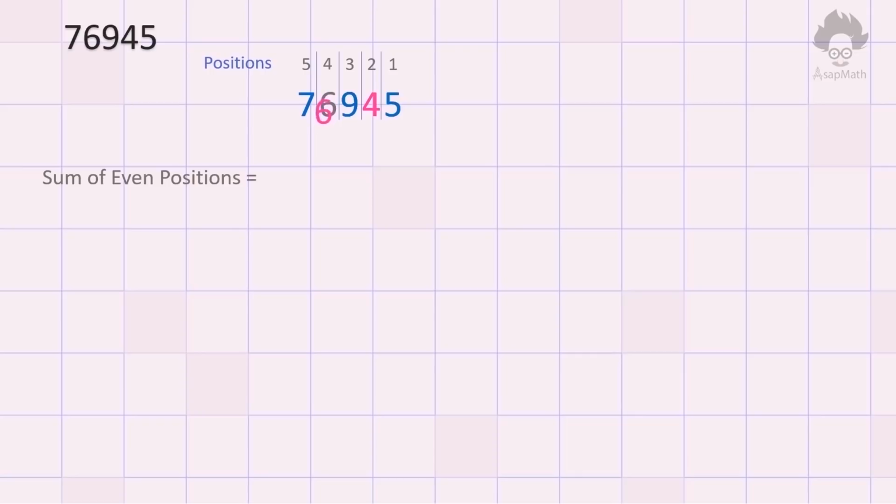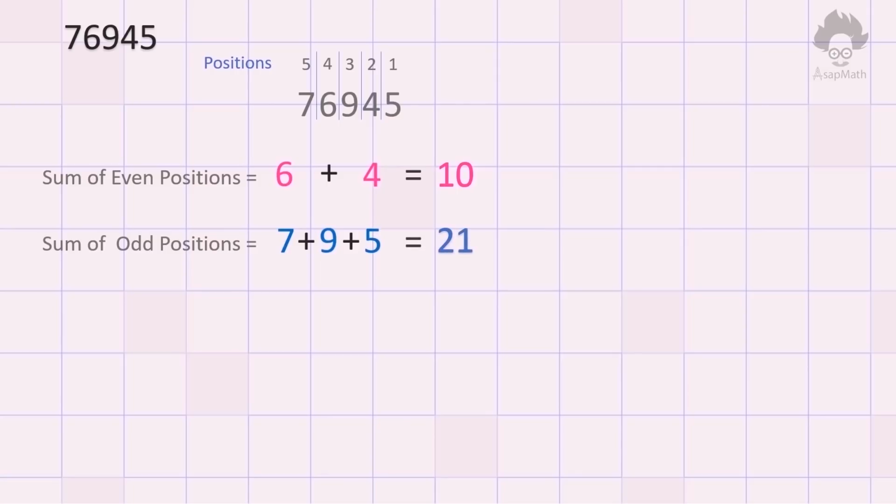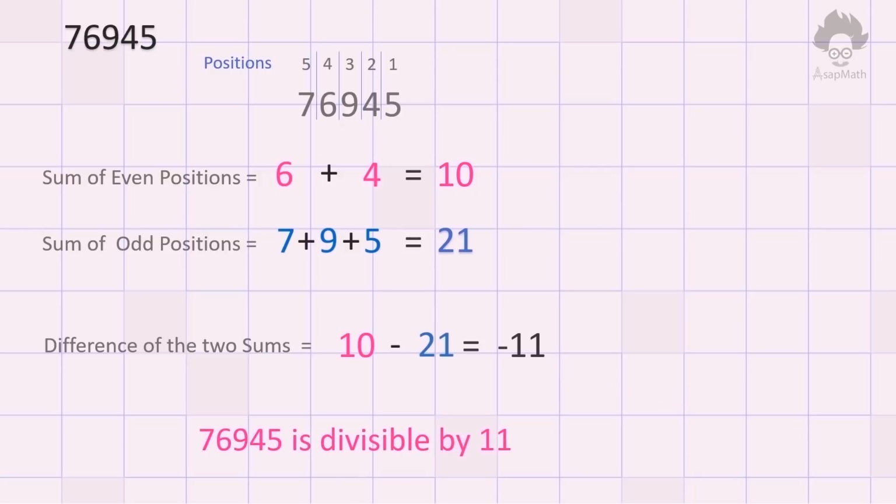Sum of even positions. It is equal to 10. Sum of odd positions. It is equal to 21. Now the difference of the two sums is taken. So we can conclude that the whole number is divisible by 11.